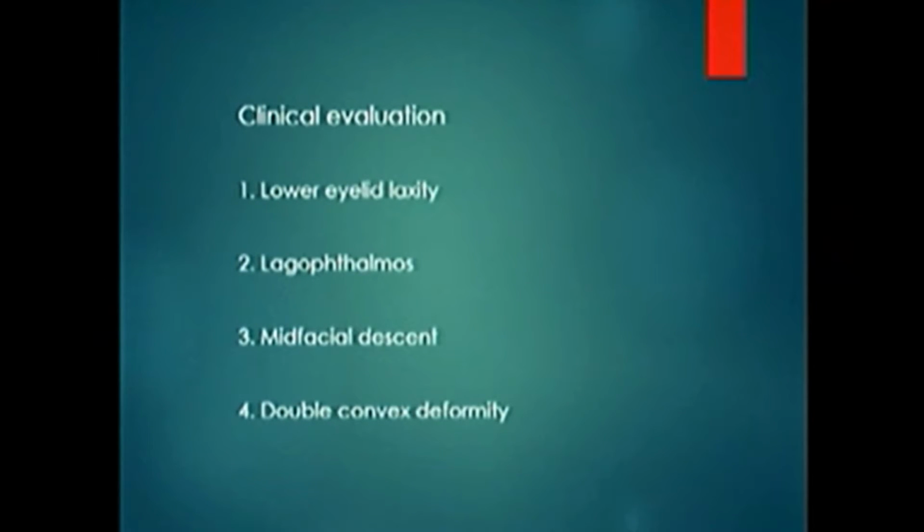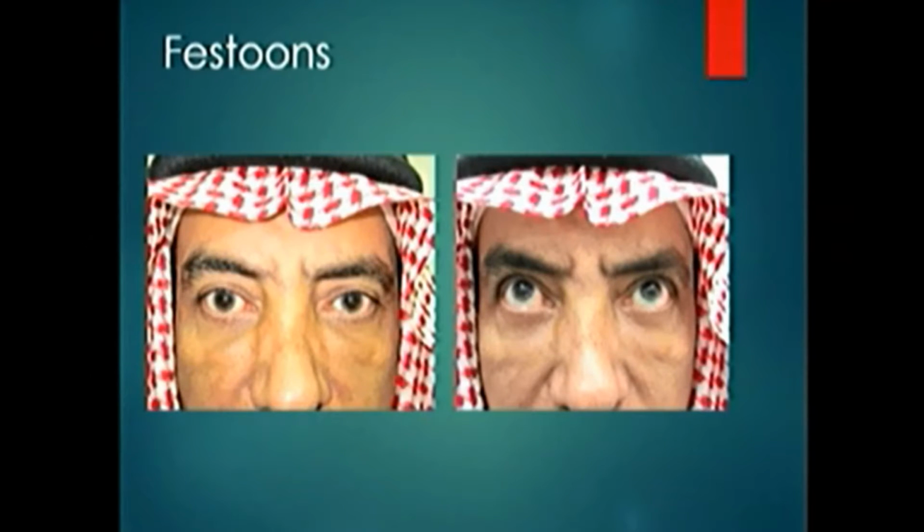When you evaluate the patient clinically, it's good to look for eyelid laxity, lag of the globe, midface descent, and also double convexity deformity. Here I'm just showing something that simulates fat prolapse, which is not that common, but I'm sure you'll be seeing it from time to time. What we call festoons. Festoon is a form of edema below the skin, and it happens because of weakness in the connective tissue below the skin. The exact pathology for it is not known, but people think it may be related to sun exposure or other changes in the skin.